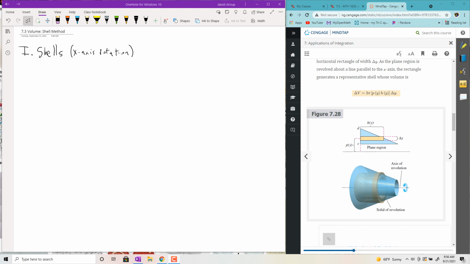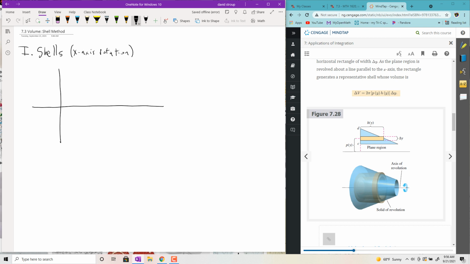You should know both methods, because you can find problems where there's just no way you can do it with a disk or washer. You're kind of forced into doing it with a shell. So anyways, let me start with deriving the formula. I'll go with this picture they have in the book, figure 7.28.